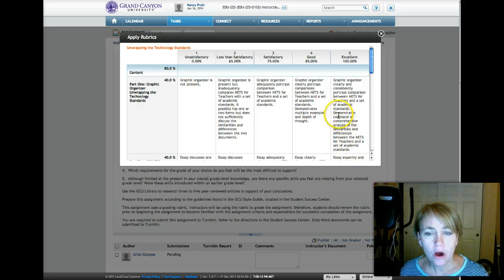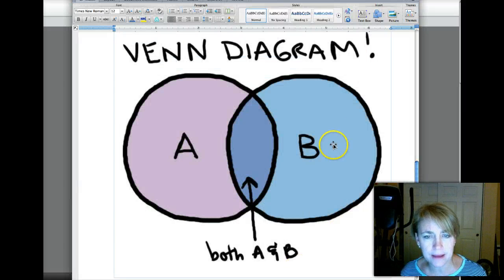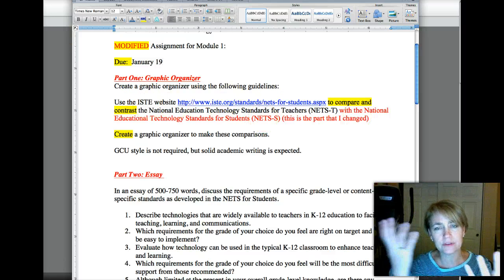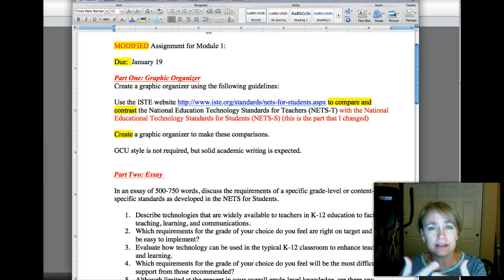Now, I'm going to modify this assignment. If this is too confusing, which it can be, then I'm going to modify the assignment a bit. I'm going to upload this and let you do this: compare and contrast the National Educational Technology Standards for teachers with the ones for students. So compare the teacher NETS with the student NETS. There are some similarities, but there are some distinct differences.